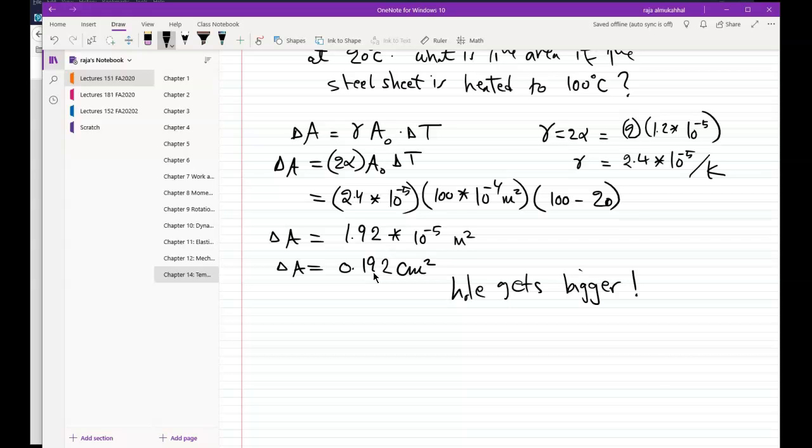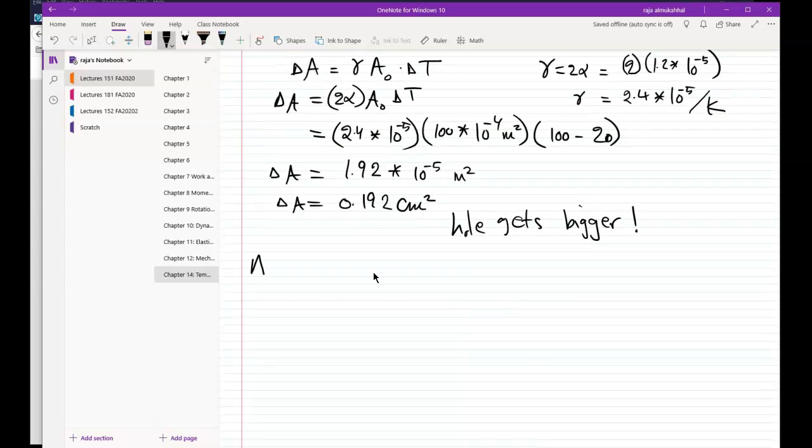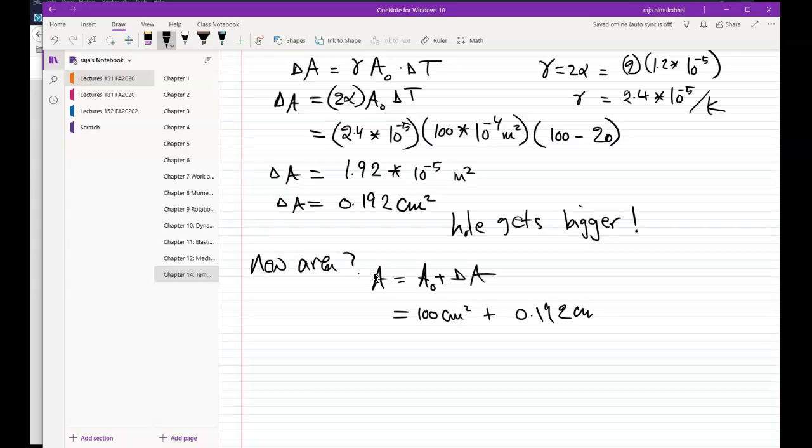Let me just go one more step. We can also say, what is the new area? The new area would be A equals A naught plus delta A. So that will be 100 centimeters squared plus 0.192 centimeters squared. When you calculate that, it'll be 100.192 centimeters squared. As you can see, it's bigger. Okay. All right.